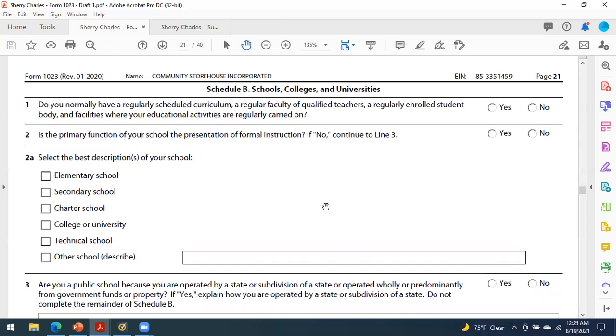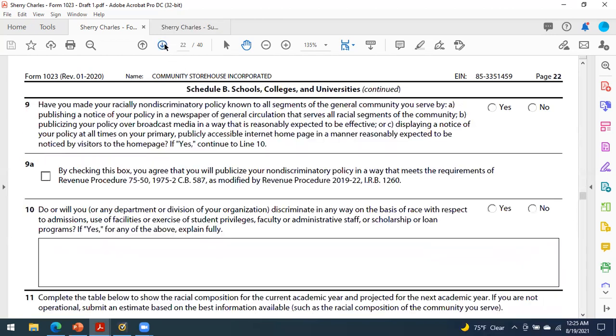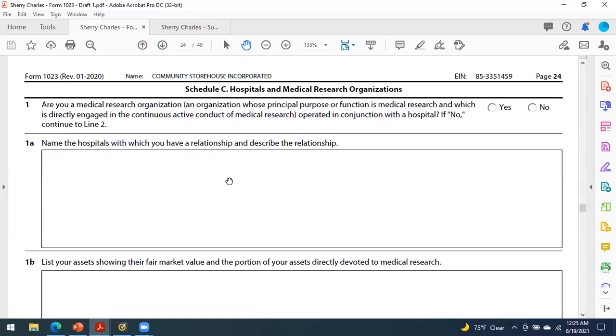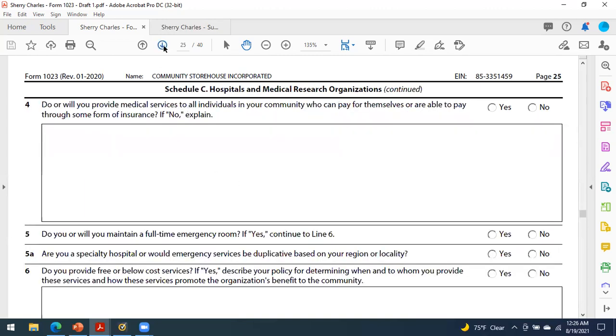If you're creating a school, college, or university, then you will complete Schedule B. Schedule C is for hospitals and medical research organizations. So my point is, if you are doing specialty services like these, then you would choose the schedule that corresponds to the type of specialty services you plan to provide. If you're not providing any specialty services at all, then the only pages you need to complete are pages 1 through 18, okay? That's the point I'm making here.